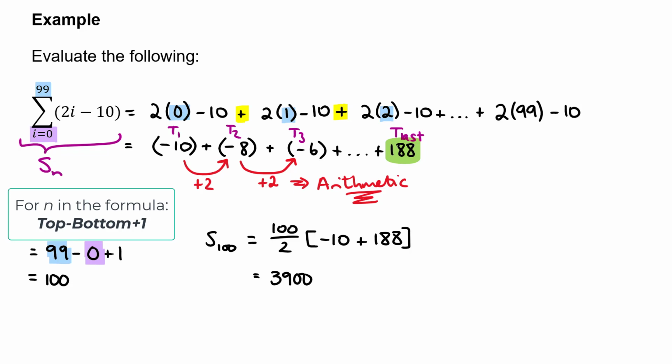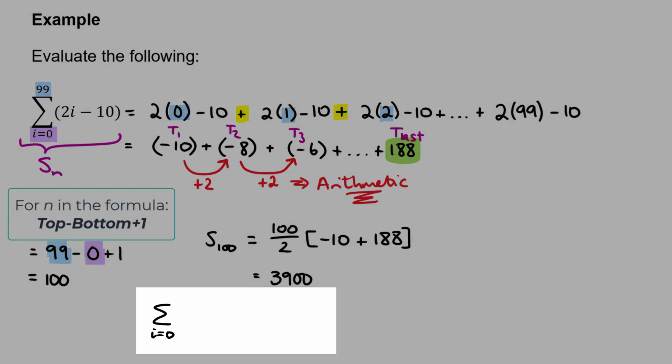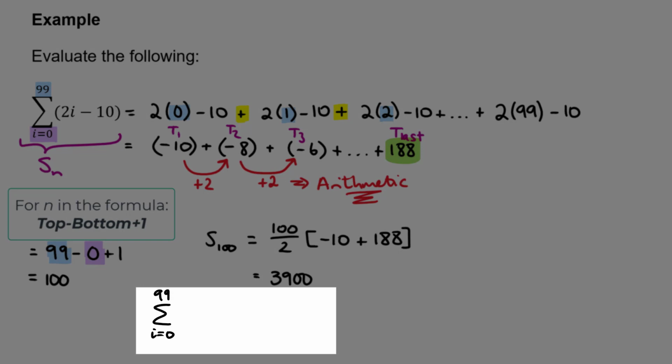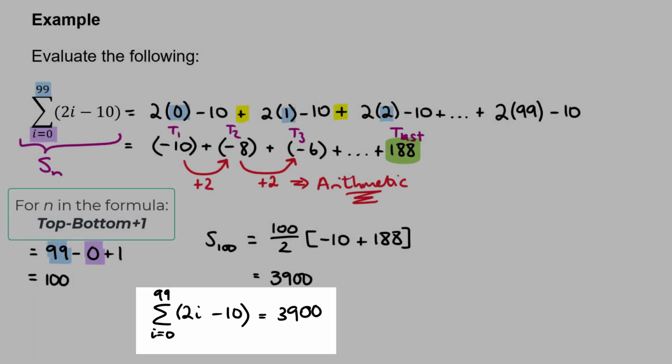So if you wanted to write it a little differently, you could say that the sum from i equal to 0 to 99 of 2i minus 10 equals 3,900, like so. Let's have a look at another example then.